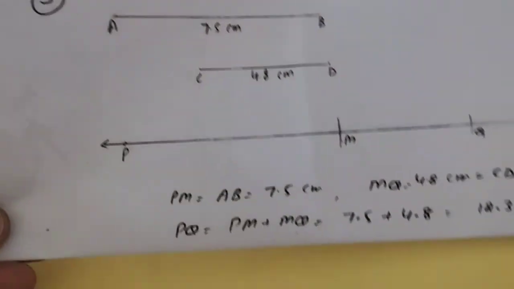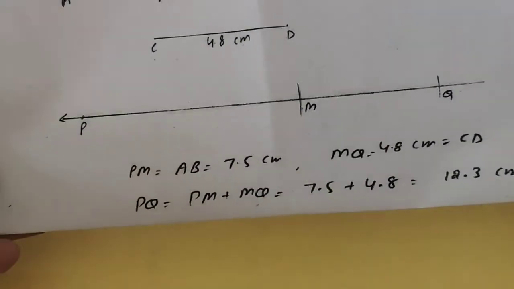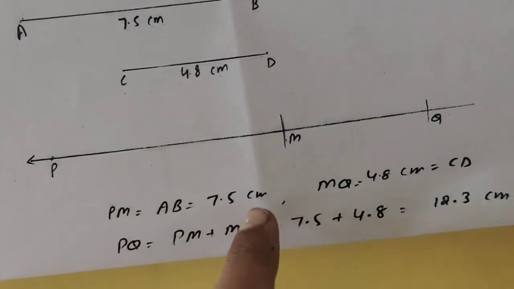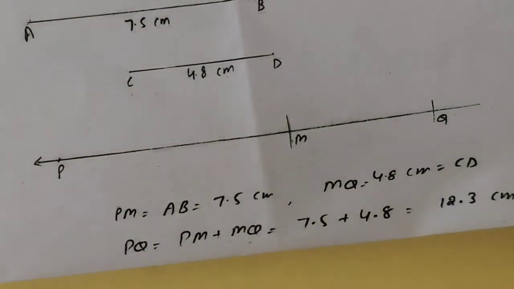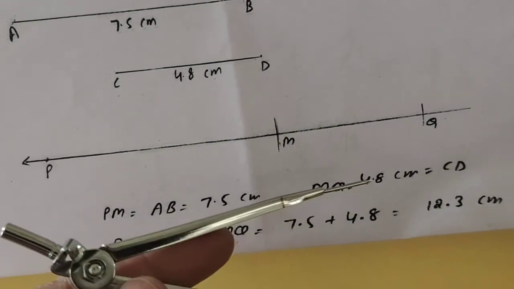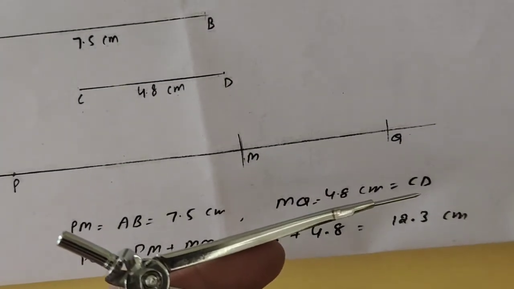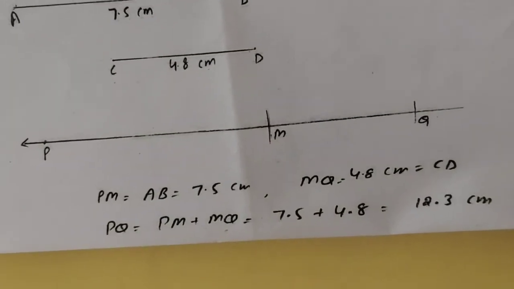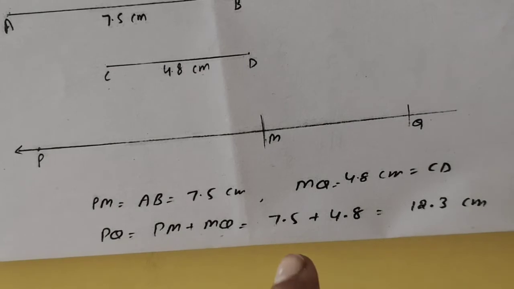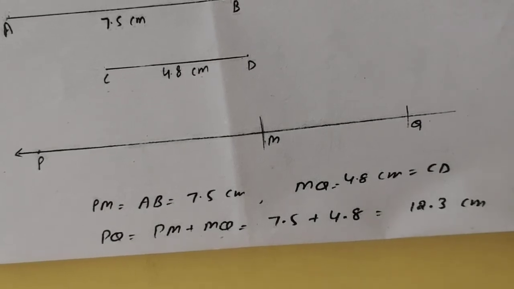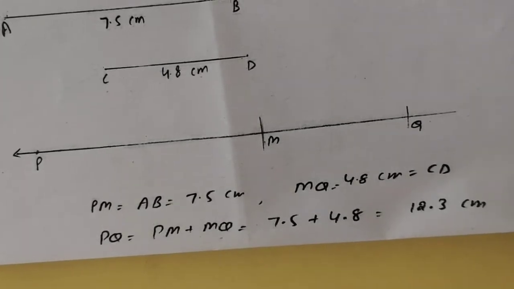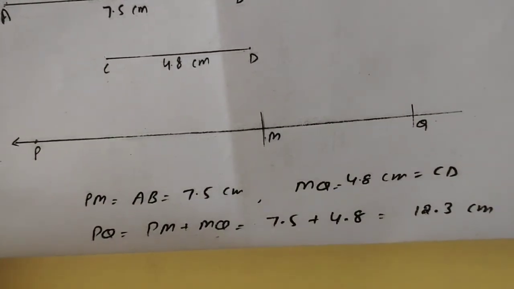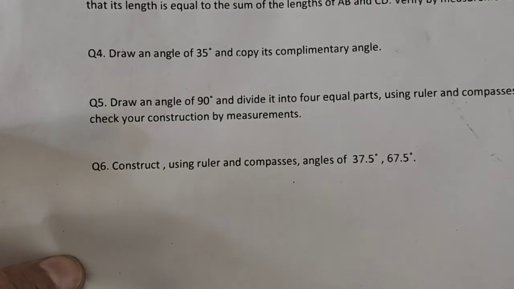What should the sum be when we measure it from the scale? The sum should be: PM equals AB, which is 7.5, and MQ equals 4.8, that is basically CD here. Now PQ equals PM plus MQ. Both are in addition, so it means 7.5 plus 4.8, that is 12.3 centimeters. So PQ should be 12.3 centimeters in this manner. Now just read question number 4.